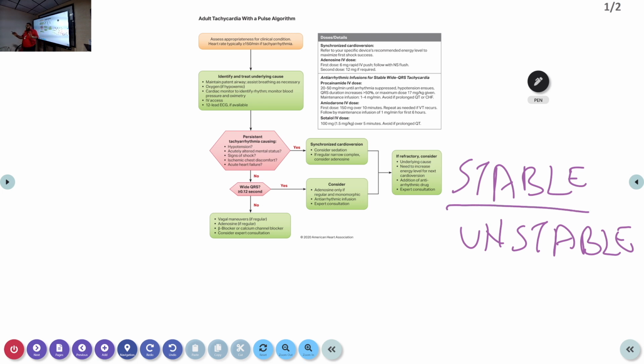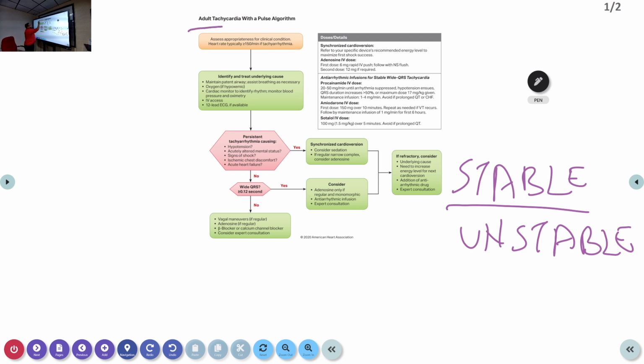Any tachycardia that you see, the next thing that should arise in your mind is whether the patient is stable or unstable. If the patient is unstable, the treatment option is different. If the patient is stable, the treatment options are different. That is the first thing that you need to remember. Okay, we'll start with the algorithm here.